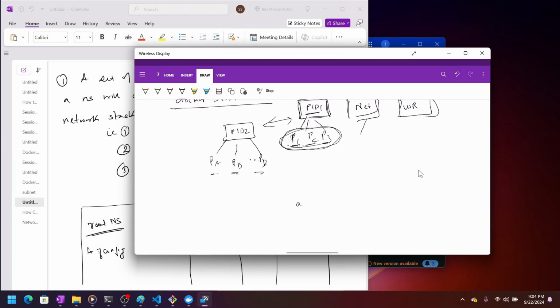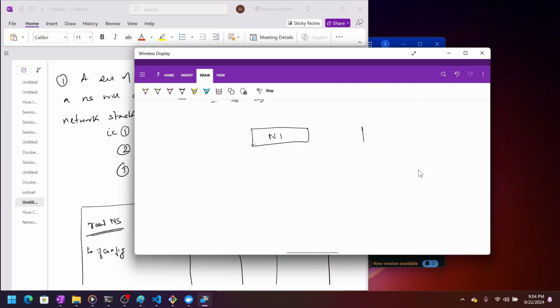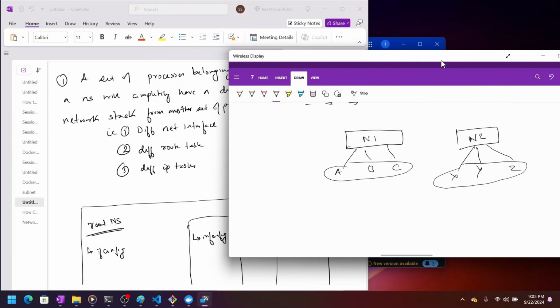So let's say this is your network namespace 1 and this is network namespace 2, and you have A, B, C and X, Y, Z. These are the two namespaces you have, and these are the processes associated with namespace 1 and namespace 2. According to this, this set of processes will have different network interfaces, different route tables, different IP tables, so you have completely isolated this set of processes from that set. And what have you isolated? The network. This is what Docker does.